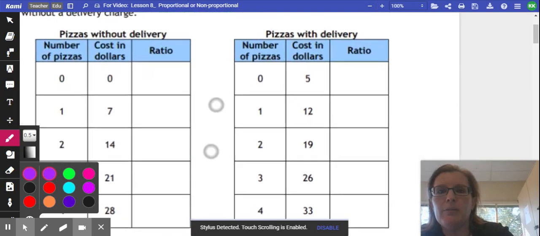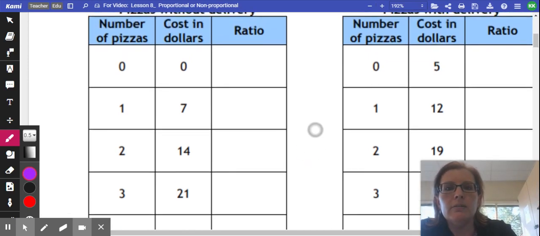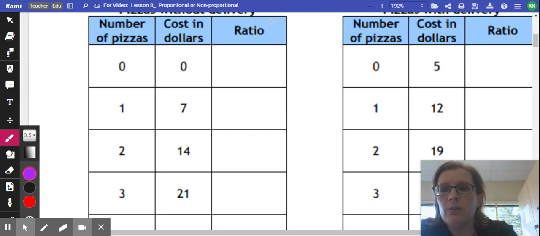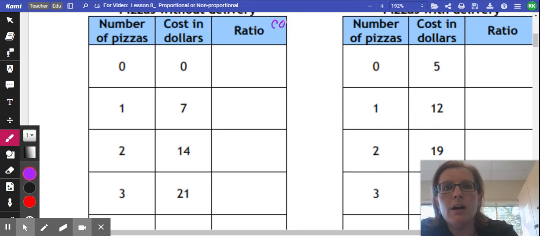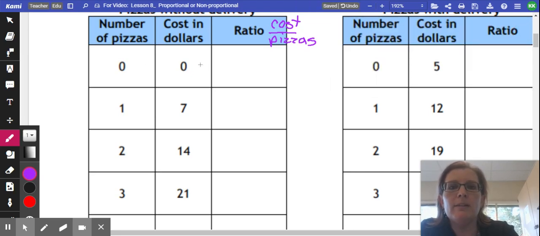And I'm going to zoom in so I have space to write. As we learned previously, money is usually what's in the numerator. So our ratio is going to be the ratio of the cost to the pizzas. We don't really worry about the first one, the 0-0 relationship. We know that 0-0 relationships can be proportional.